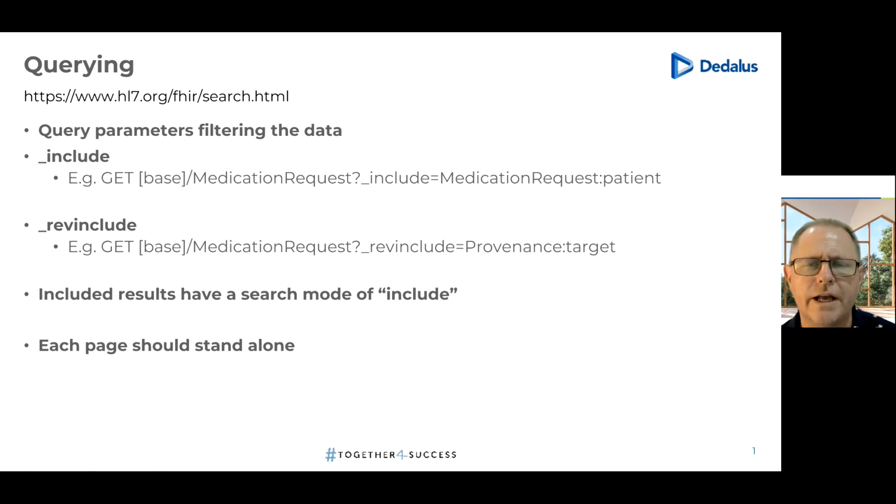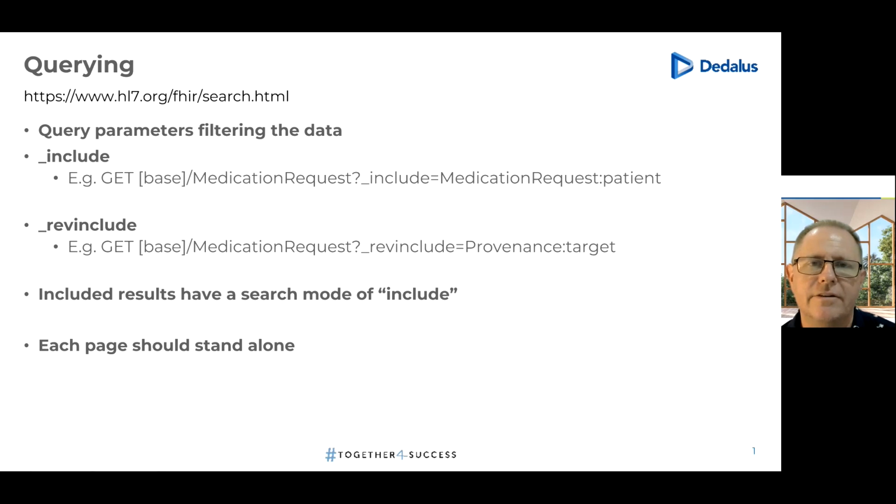When we typically do a query and get a set of records back, there are various search modes. The search mode for these included records will be include, so we can tell the difference between those that have come back based on matching the criteria and those that have come back from an include.